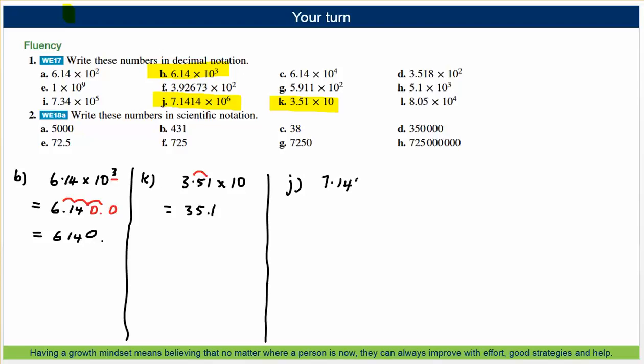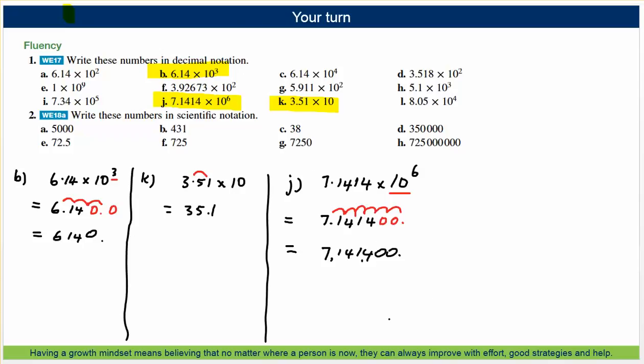Let's do J, we'll do one that's got a larger number. 7.1414 times 10 to the power of 6. So I'll just go to a new line and write out the 7.1414. Now we're effectively multiplying by 10 to the power of 6, so you multiply by 10 six times. You multiply by the first 10, the number's now 71.4 something. You multiply by another 10, the number's now going to be 714. Another 10 is 3, 4, 5, 6. So we're going to add 2 zeros in, and that's where the decimal point ends up. So let's write the final answer down. 7141400. So if you put some commas in there, it's 7,141,400.